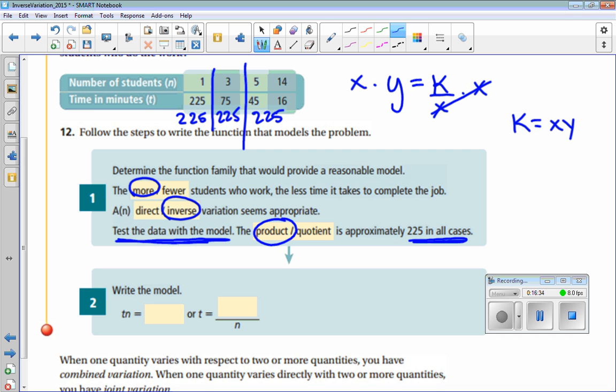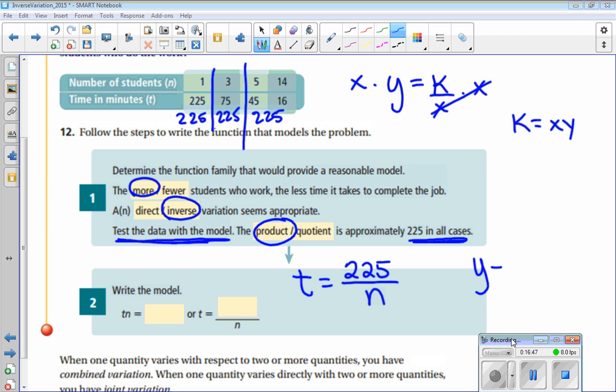So my equation is going to be the time it takes is equal to 225 over the number of students we have. If the t and the n bother you, I'm okay with you just saying y equals 225 divided by x. If you want to keep with the y and the x, that's fine with me. But I just wrote t and n for time and number of students just so we have it in context of the problem.